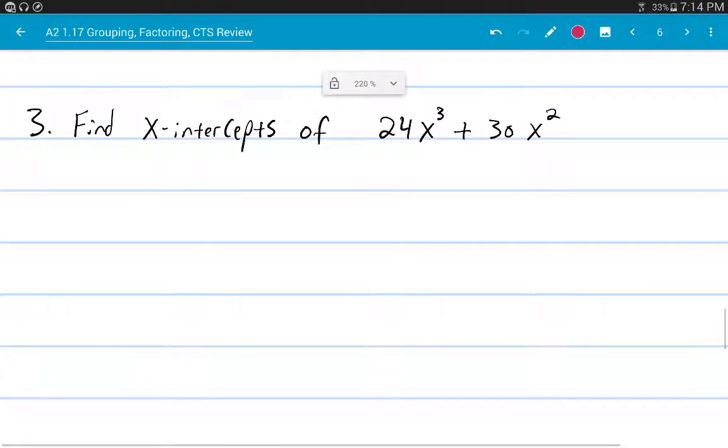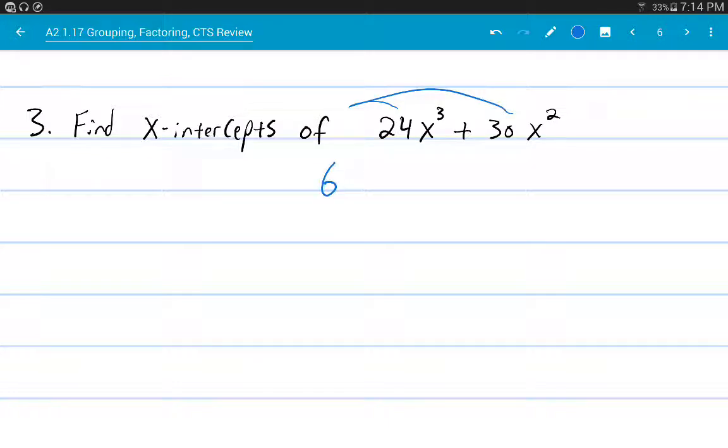Example number 3, find the x-intercepts of this. I'm going to start off first by identifying whether or not there's a GCF, and there is. 24 and 30 are both divisible by 6, so I can pull a 6 out to the front. And x cubed and x squared can both give up some x's. They can give up a maximum of 2.